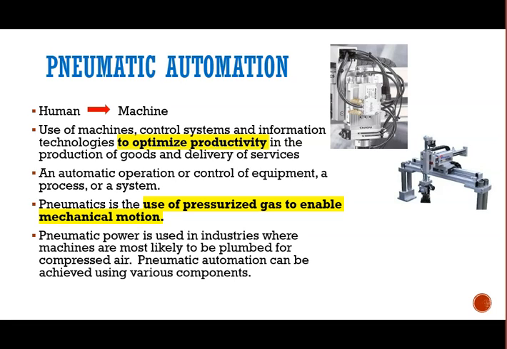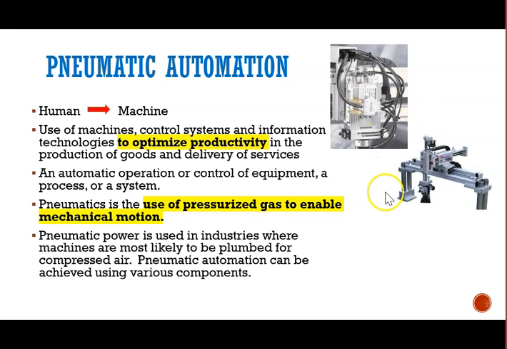Okay, pneumatic is related to automation, in which they replace the human task with machine. And usually the pneumatic system is used widely in manufacturing, in which to optimize productivity. Okay, by having a pneumatic system, it will increase or double up the productivity, and all the activity in the factory will be done in a very efficient and effective way. And pneumatic is using a pressurized gas to enable mechanical motion.